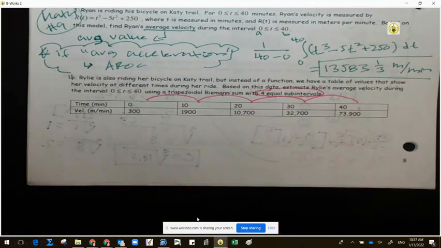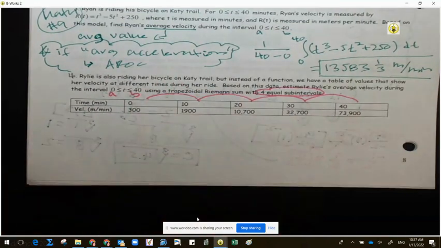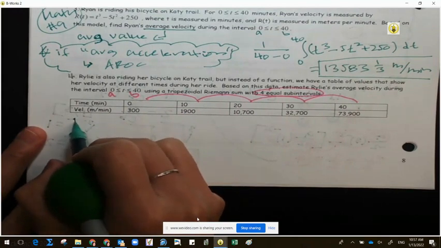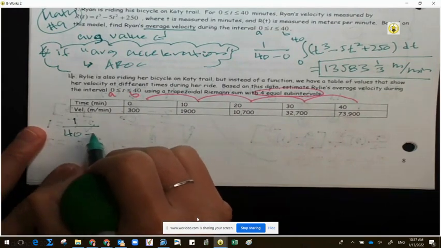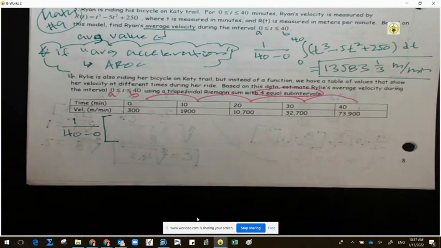So the previous question gave us the equation, so we were able to figure that part out. But this one is given as a table, so we have to use what? The Riemann sum. All right. I'm going to put on here, here's my A to B. Let's write out the average value from 0 to 40, which is going to be 1 over 40 minus 0. And I'm going to use a bracket because I need to find out what my Riemann sum is, since the integral value is not given to us.